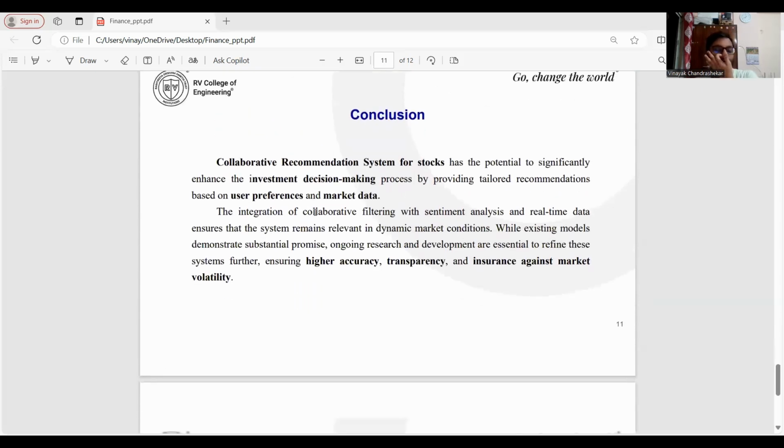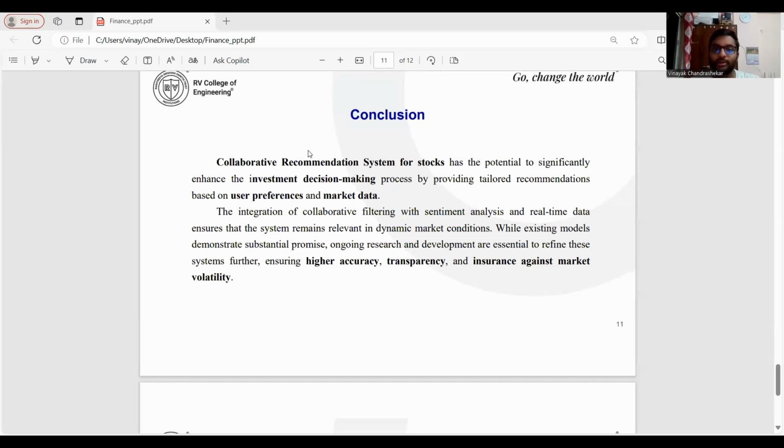Then the conclusion is going to be that this collaborative recommendation filtering has very high potential, because it helps you make better investment decisions in the stock markets, and it basically helps you reduce your risk. So it's going to be really important, and it has a lot of potential within it.